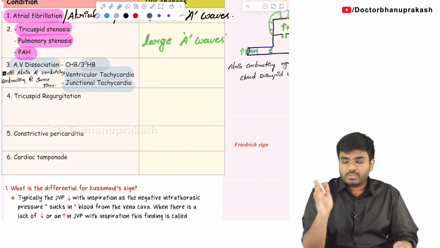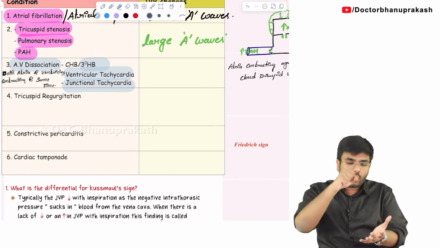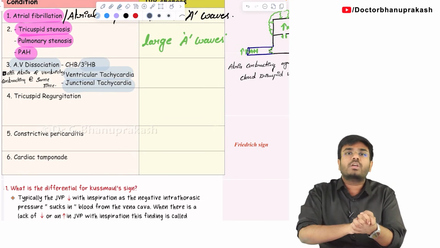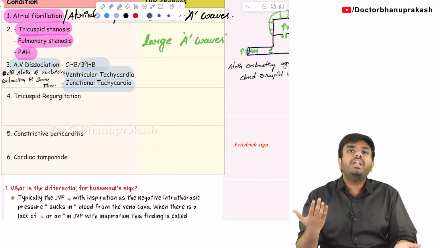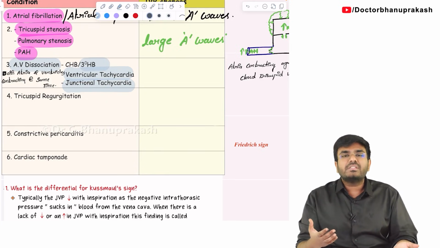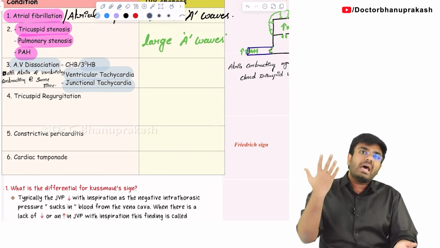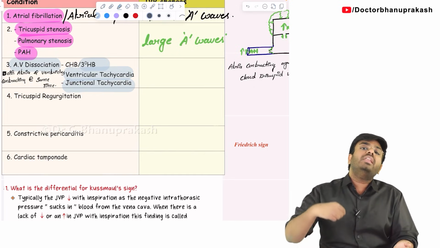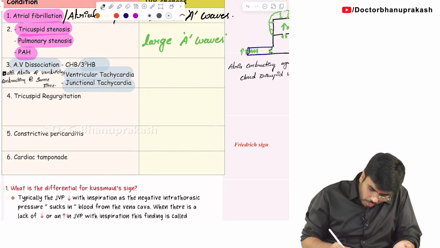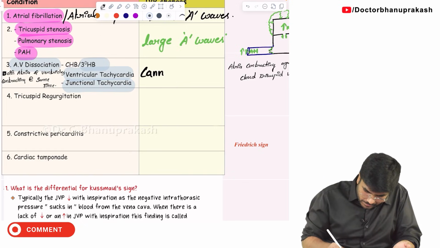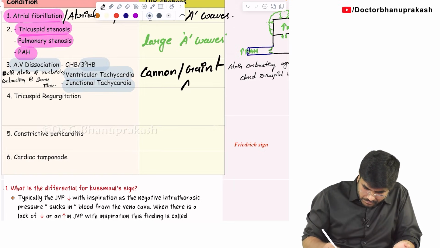They are not coordinated. So you tell me, when an atria is contracting against the closed tricuspid valve, what will happen to the pressure in the atria? Increases tremendously. The pressure in the atria increases so much. So there will be super large A waves. There will be very, very big A waves. They are called cannon A waves or giant A waves.